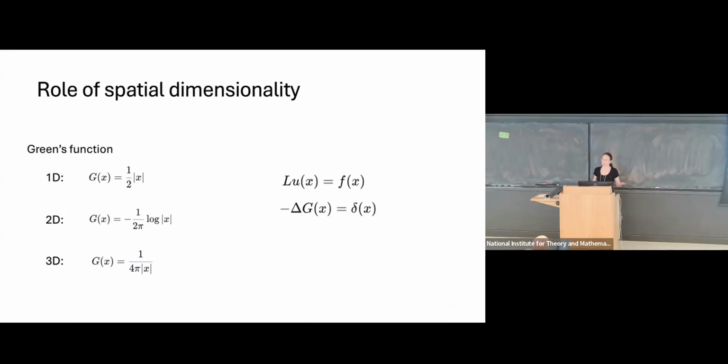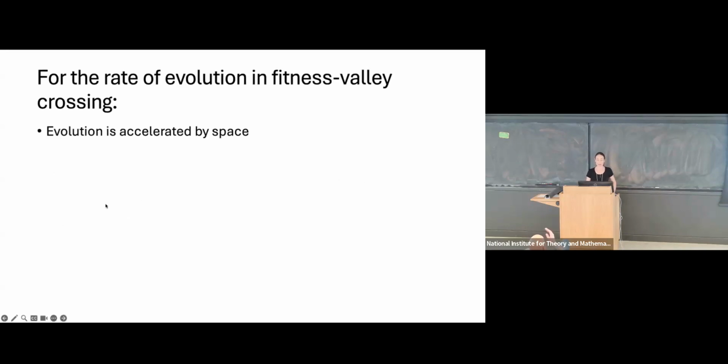It reminded me of PDEs. Any of you who like PDEs, you know that Green's function has a completely different functional form depending on the spatial dimensionality. So I thought, oh, great, this looks fundamental. So that's what made me interested in this topic. So this first old result is that evolution is accelerated because of the existence of spatial interactions.